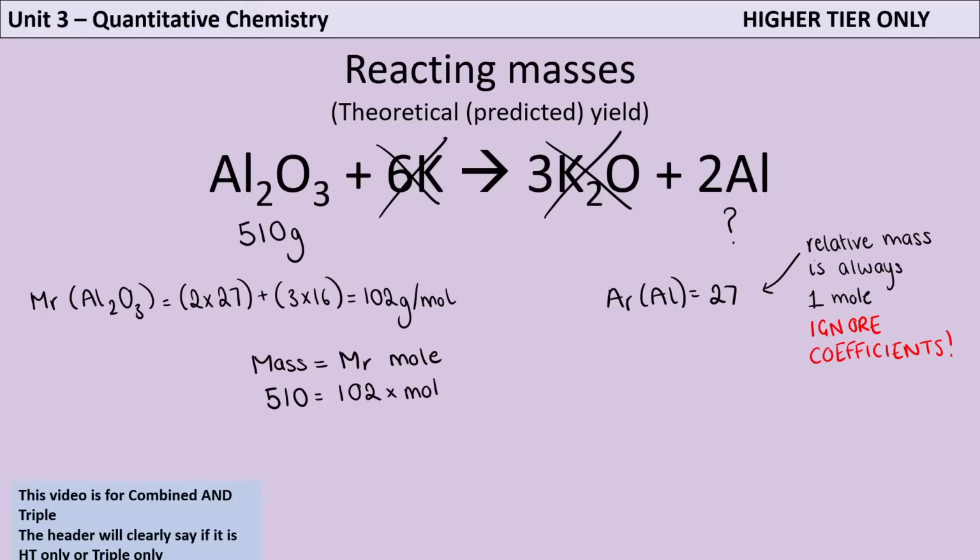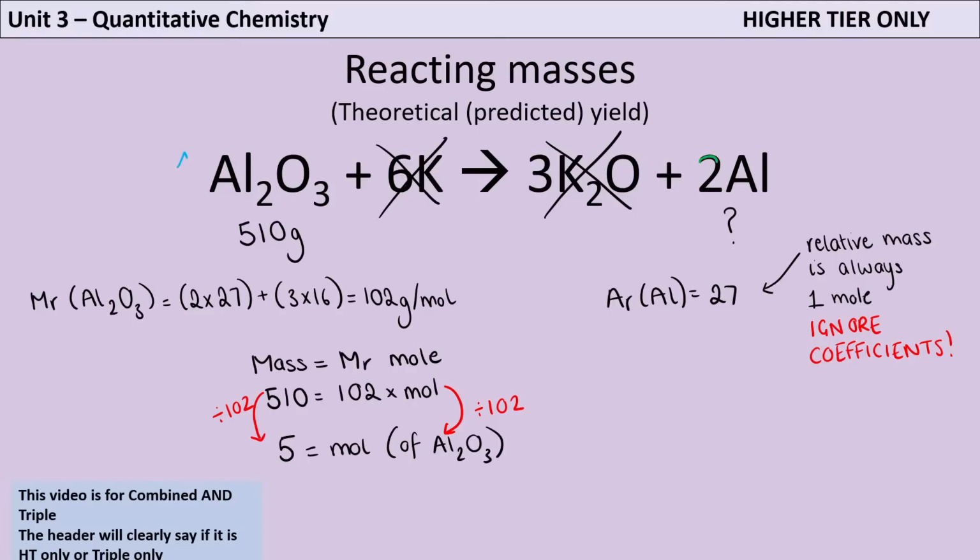So here I've just substituted in, so 510 is 102 times my moles. Then I'm going to divide both sides by 102, and I'm going to get 5 is the moles, and that's the moles of the thing that I started off with. No, you do not take the coefficient, so that the big number at the front is called a coefficient, and you totally ignore it at this stage. We're going to use it, but we're not using it yet.